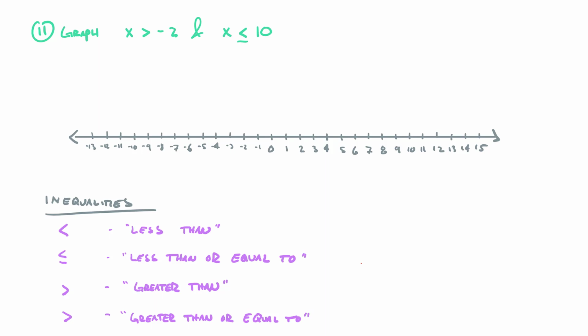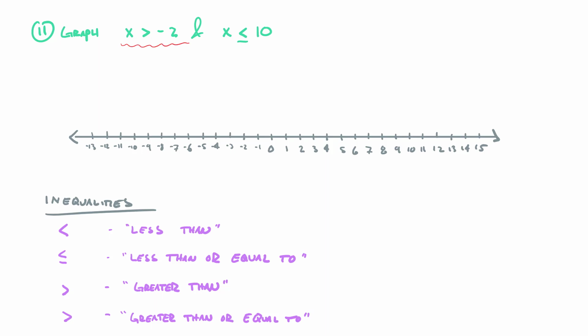Let's say we want to graph x, so this is two inequalities that we're going to graph. X is greater than -2, but also x is less than or equal to 10. Okay, and what I'm going to do is rewrite this inequality, but let's just take this in kind of pieces.